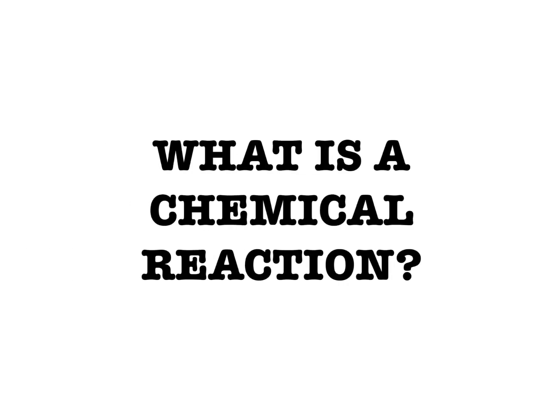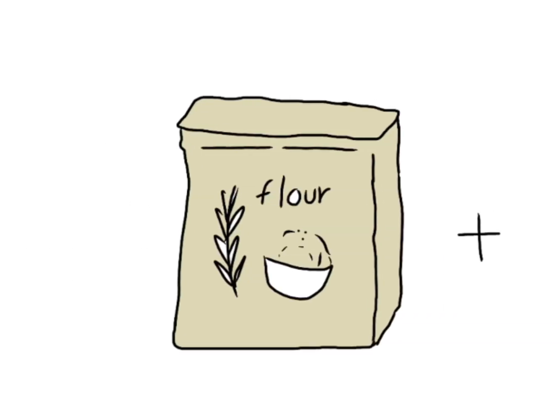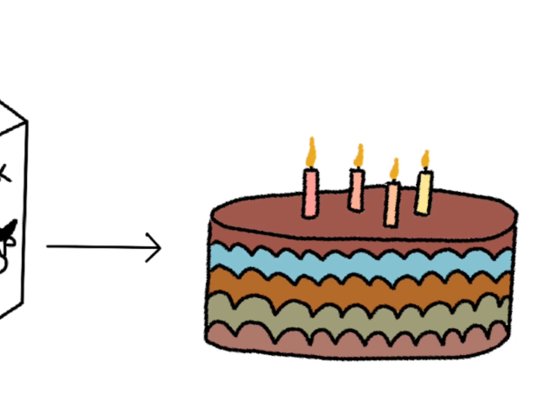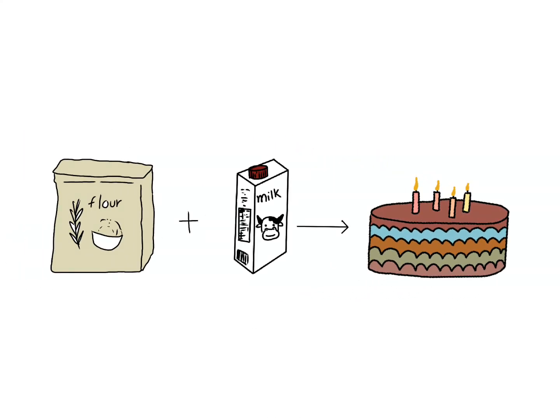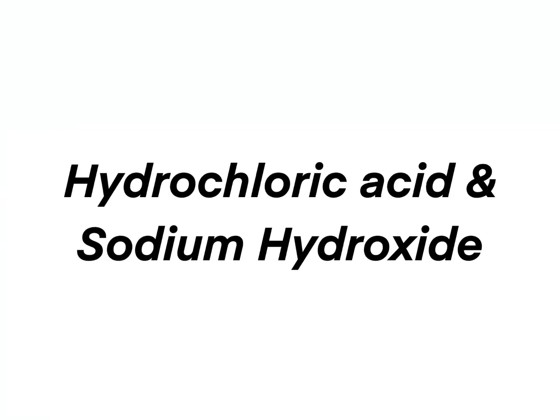So, what is a chemical reaction? A chemical reaction is a process that one or more substances go through and result in change. The reaction has two parts, the reactants and the products. The reactants are the compounds on the left side of a chemical equation, and the products are the ones on the right. Our chemical reaction is hydrochloric acid and sodium hydroxide, which is a neutralization reaction.